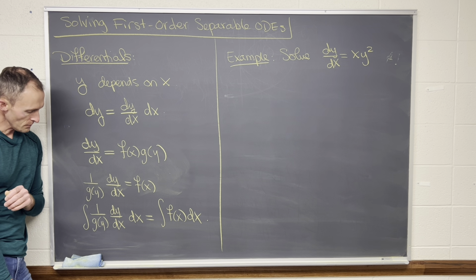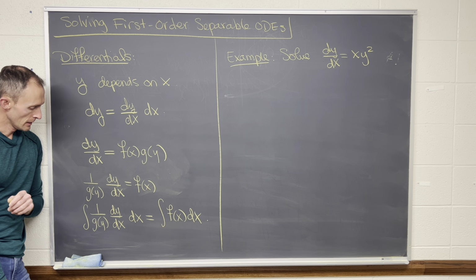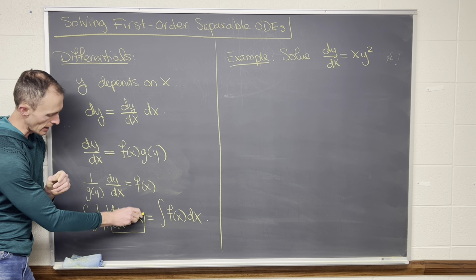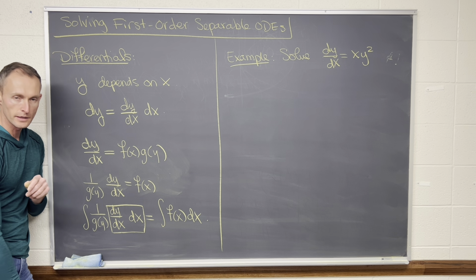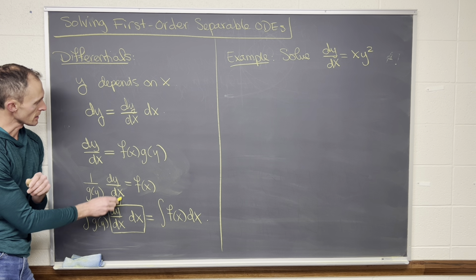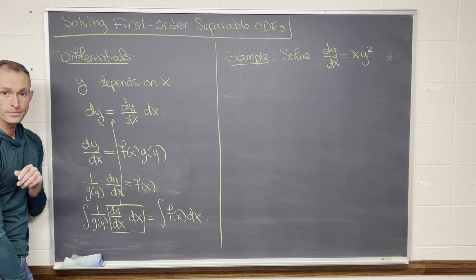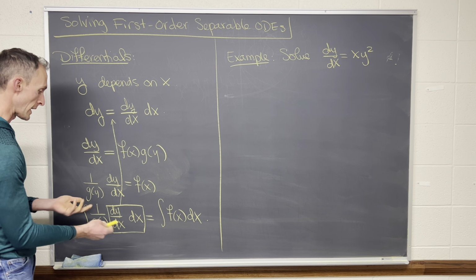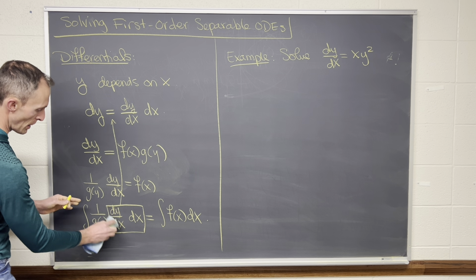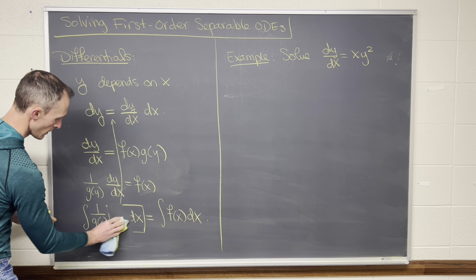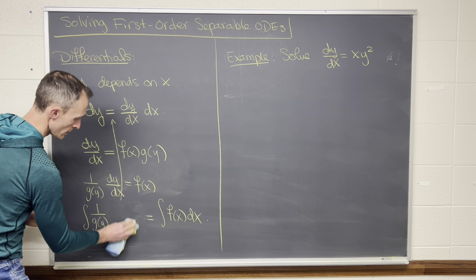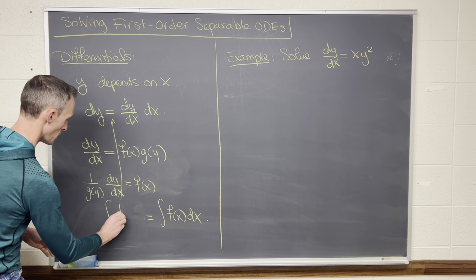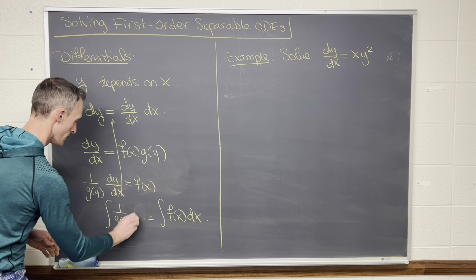Okay? So now watch this very closely. What is dy dx times dx in that case? Well, that's precisely what the differential is. It's exactly what the differential is. So what I can do is replace this boxed term right here with simply a dy. Okay, so let me rewrite this whole thing. So this will be the integral of 1 over g of y dy.